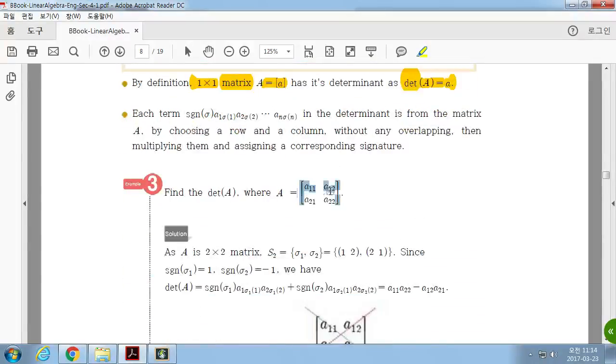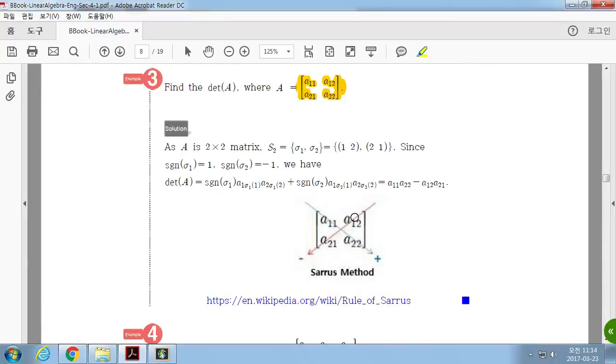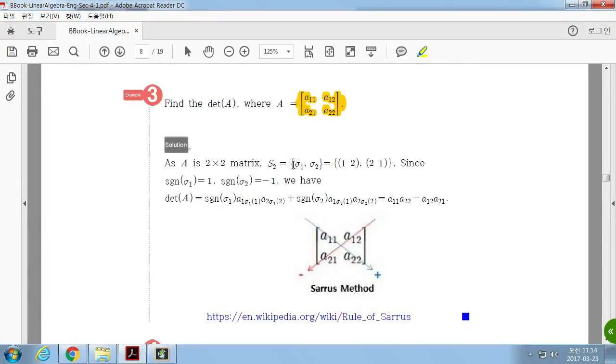If you have a 2 by 2 matrix like this, then you have 2 permutations, sigma 1 and sigma 2, like this. As you see, the signature of sigma 1 is 1, and the signature of sigma 2 is -1. This is an even permutation, this is an odd permutation. Then the determinant of A is defined with the product A1 sigma 1 of 1 times A2 sigma 1 of 2 times the signature of sigma 1, plus the product A1 sigma 2 of 1 times A2 sigma 2 of 2 times the signature of sigma 2.